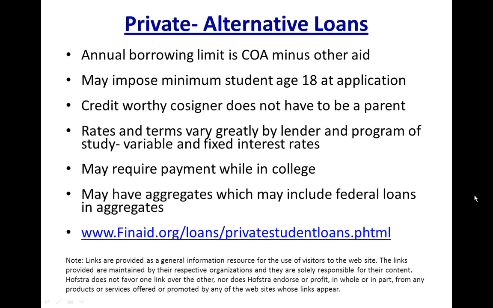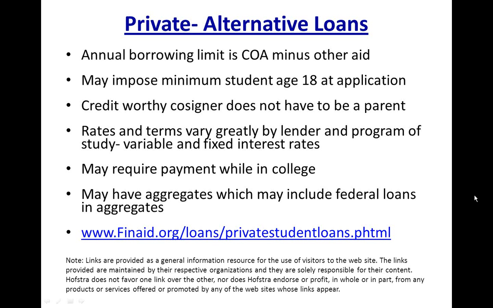There are also private alternative loans that students can borrow. The annual borrowing limit is the cost of attendance minus other financial aid, like the Parent Plus loan. The lenders may impose a minimum student age of 18 at the time of application, and that's pretty much all of them.